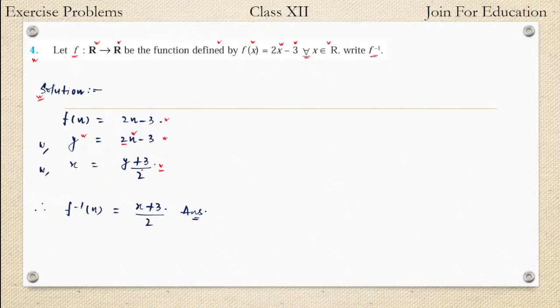There is no problem to understand up to this. Therefore, for the inverse function of x, we put x instead of y, then we get (x plus 3) by 2. So the inverse of 2x minus 3 is (x plus 3) by 2. There is no problem to understand the explanation of the solution of this.